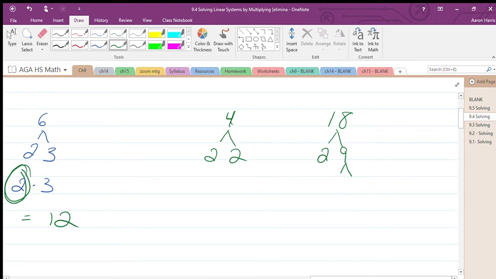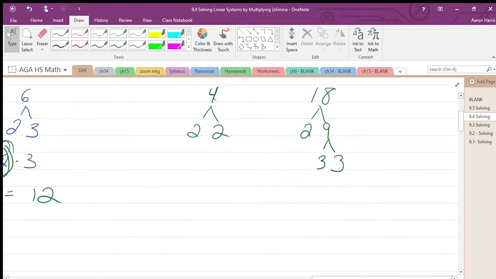9, 2 doesn't go into 9. So what's the next prime number? 3. 3 times what gets me to 9? 3. So what are the factors of 18? 2 times 3 times 3. All prime numbers, that's the total factorization of 18.